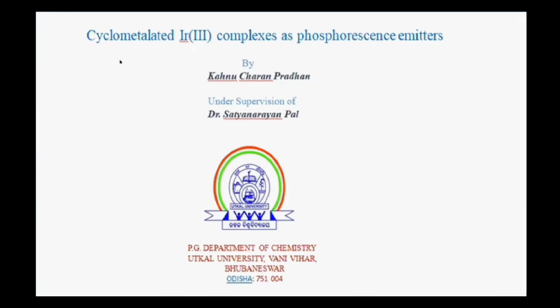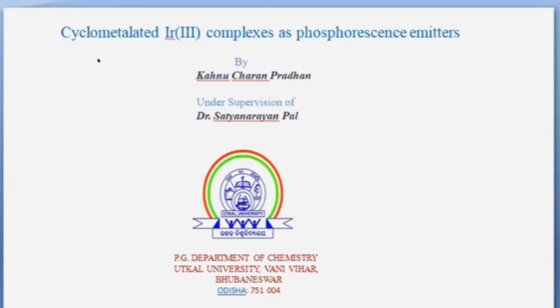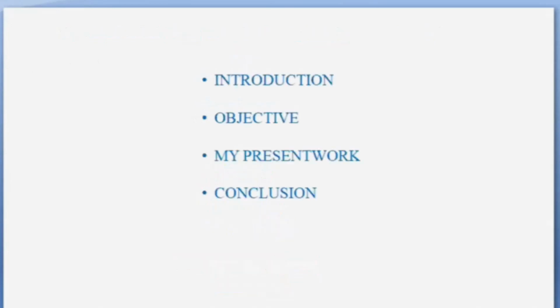So today I want to talk about cyclometalated iridium complexes as phosphorescence emitters. It's all about organometallic chemistry, synthetic organometallic chemistry, and applications. So here I will describe iridium complexes. Iridium complexes are organometallic complexes in which the iridium atom is the metal, and phenylpyridine type compounds are used as ligands. So I obtained the final iridium complexes and used them for luminescence studies. The outline is: introduction, objective, purpose of work, conclusion.